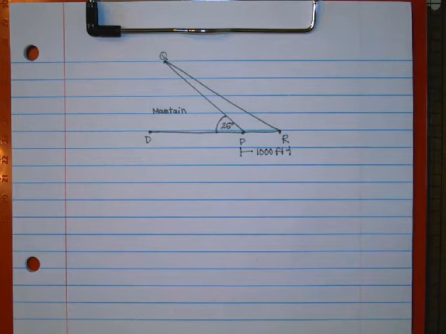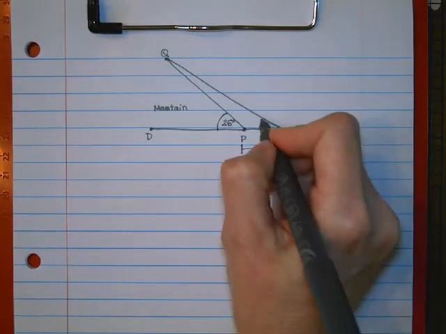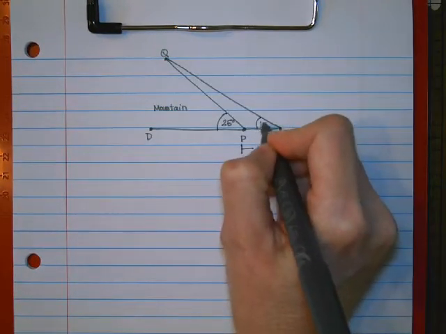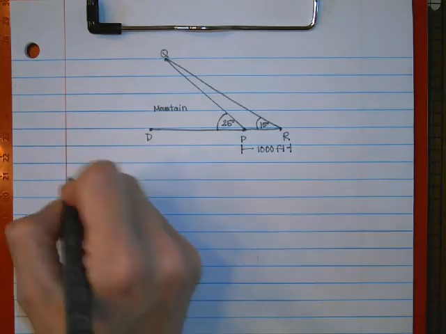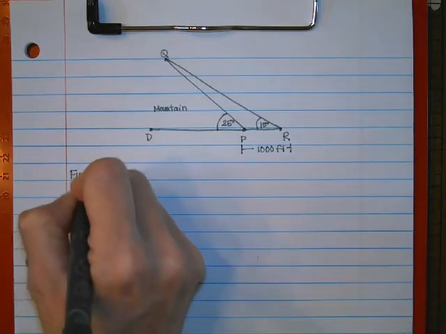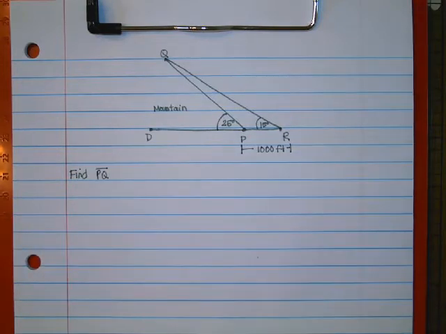Then it says he measures the angle from P to R to Q. So from P to R to Q, this angle right here, he says is 15 degrees. All right? So they want us to find the distance from P to Q. So we have to find PQ. This is what we're looking for.